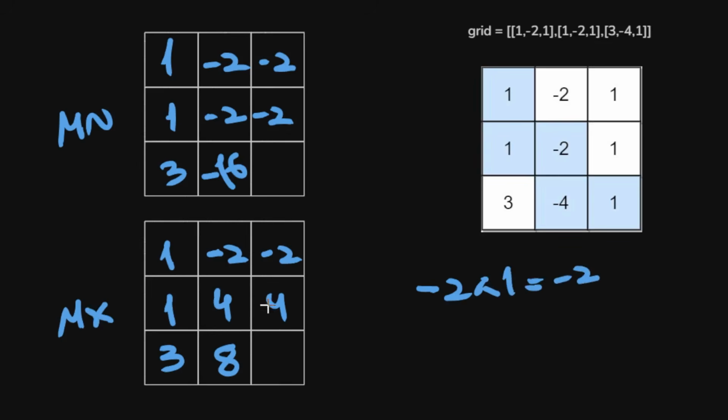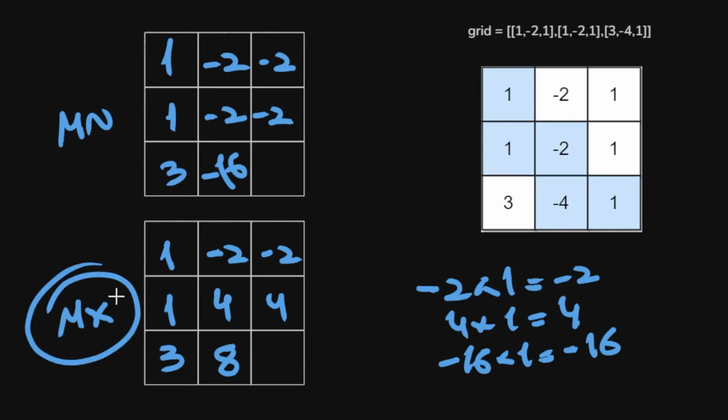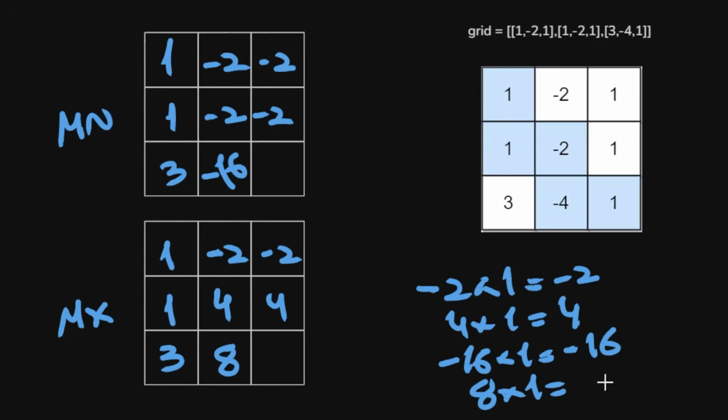Regarding the maximum, we take 4 times 1, and this is 4. If we come from the left, we take minus 16 times 1, which is minus 16. And if we consider the maximum accumulated product here, it's 8, and 8 times 1 is 8. The minimum number is minus 16, and the maximum number is positive 8.